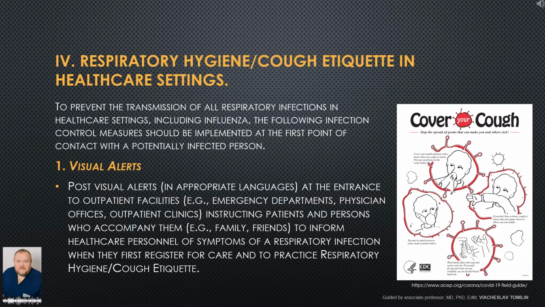Respiratory hygiene, cough etiquette in healthcare settings. To prevent the transmission of all respiratory infections in healthcare settings, including influenza, the following infection control measures should be implemented at the first point of contact with a potentially infected person. 1. Visual alerts. Post visual alerts, in appropriate languages, at the entrance to outpatient facilities, for example, emergency departments, physician offices, outpatient clinics, instructing patients and persons who accompany them, for example, family, friends, to inform healthcare personnel of symptoms of a respiratory infection when they first register for care and to practice respiratory hygiene, cough etiquette.